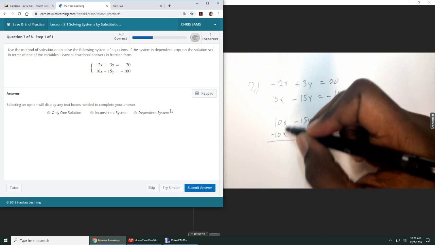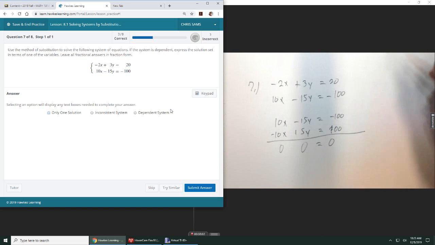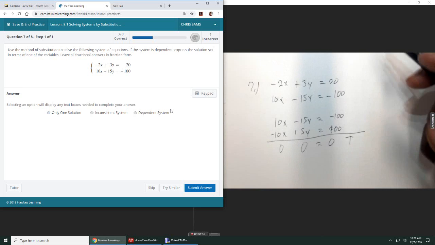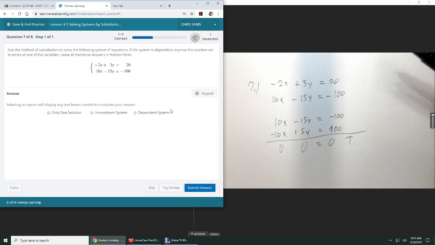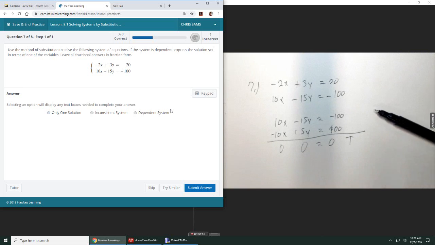Okay, here, this is opposite, it goes to 0. This is opposite, it goes to 0. This is opposite, it goes to 0. This time, everything canceled out. This is a true statement. So what happens, it means that these equations are exactly the same. If everything goes to 0 and then you end up with 0, then these equations are the same. So we're going to say this is a dependent system.